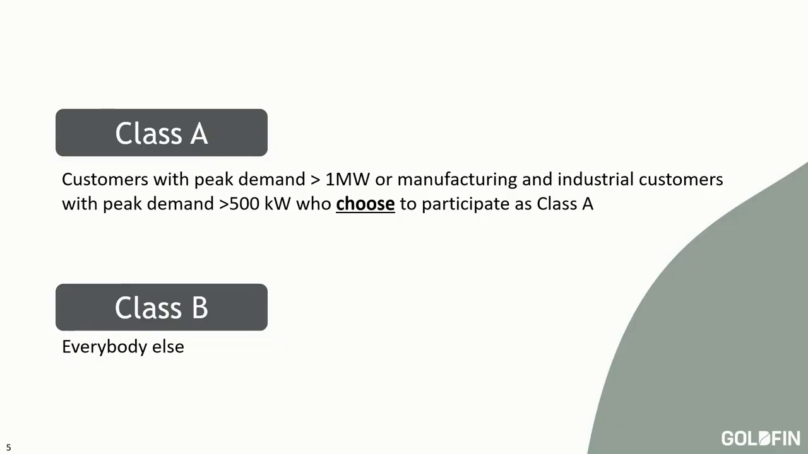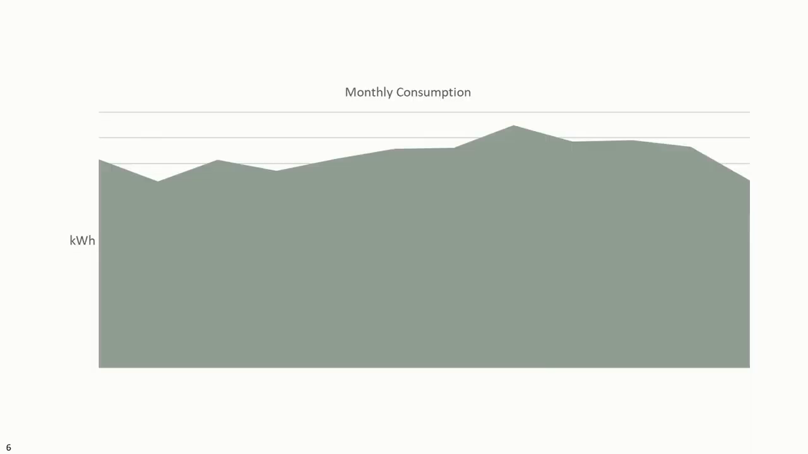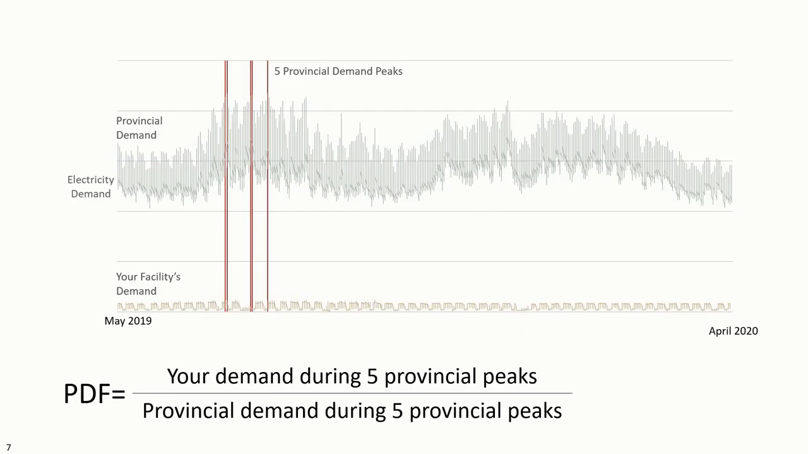Customers who choose to participate in the Industrial Conservation Initiative are referred to as Class A customers, and all other customers are referred to as Class B. For Class B customers, global adjustment is charged as a rate based on consumption. So if you want to minimize your global adjustment costs, you should focus on opportunities to become more efficient and minimize your energy consumption. For Class A customers, it's a little more complicated.